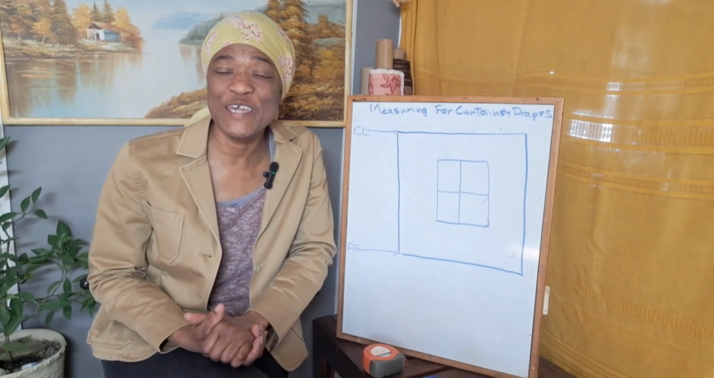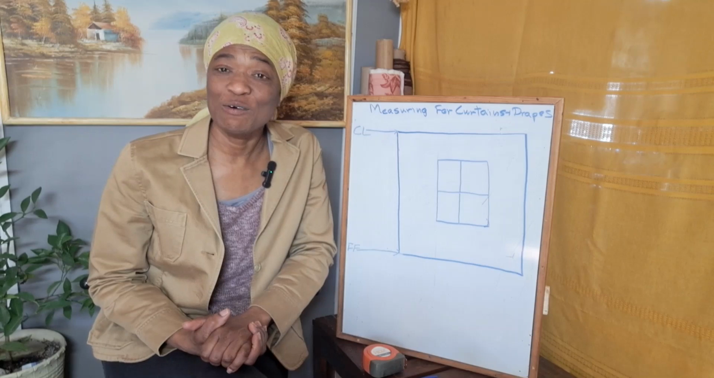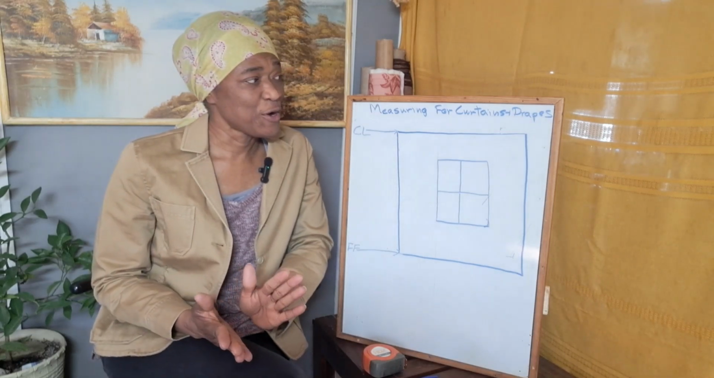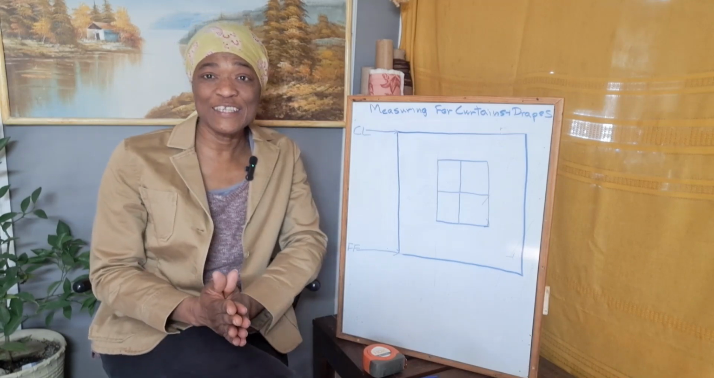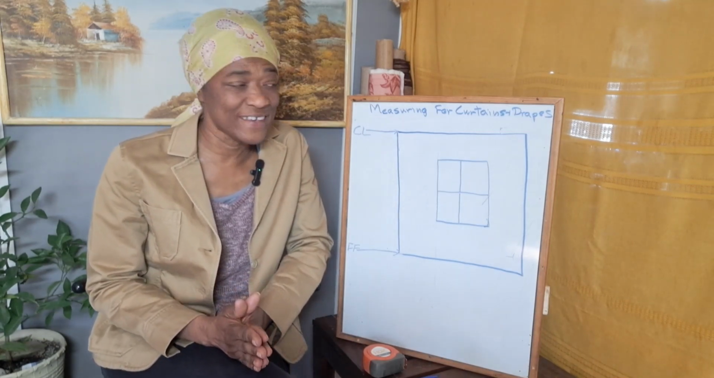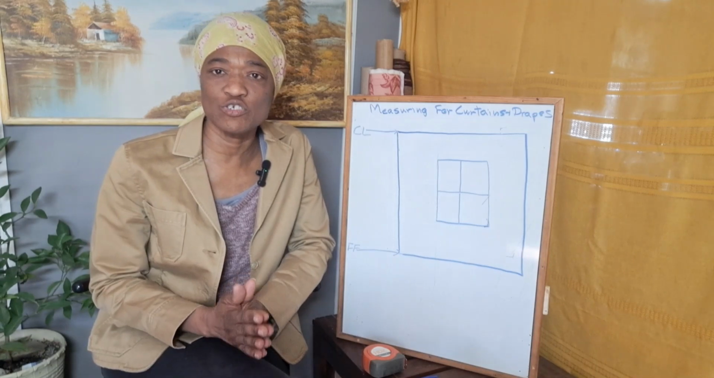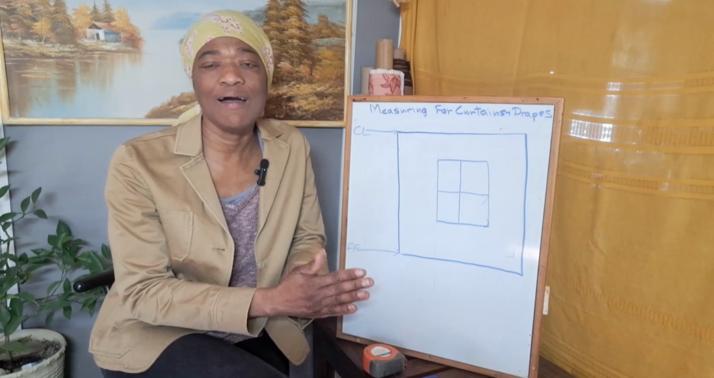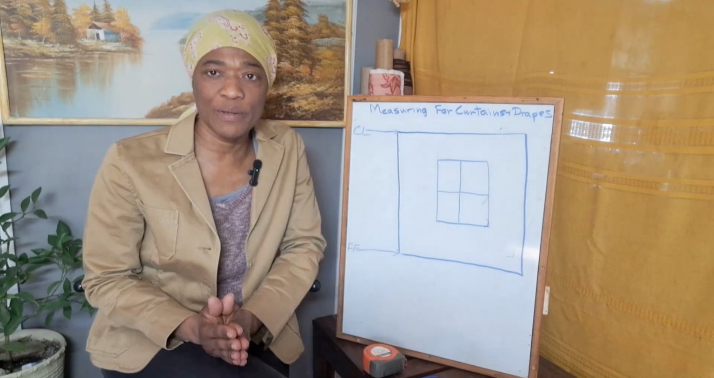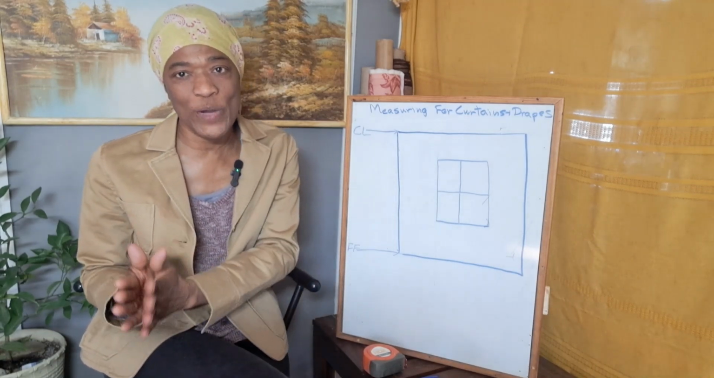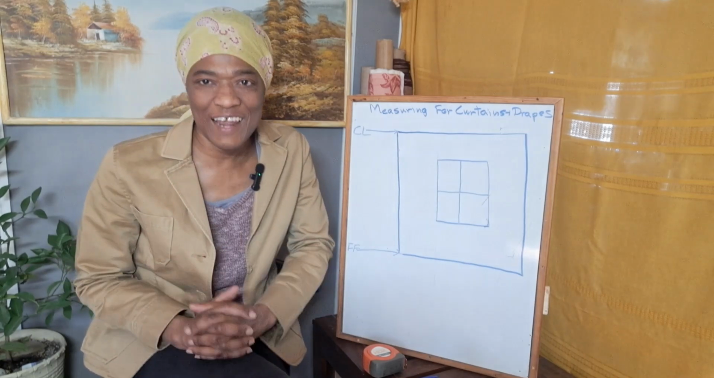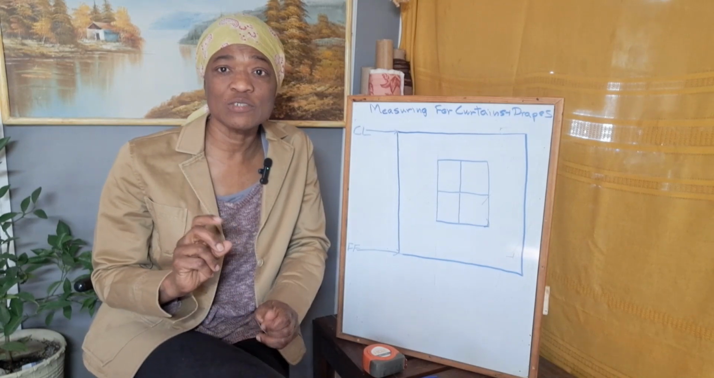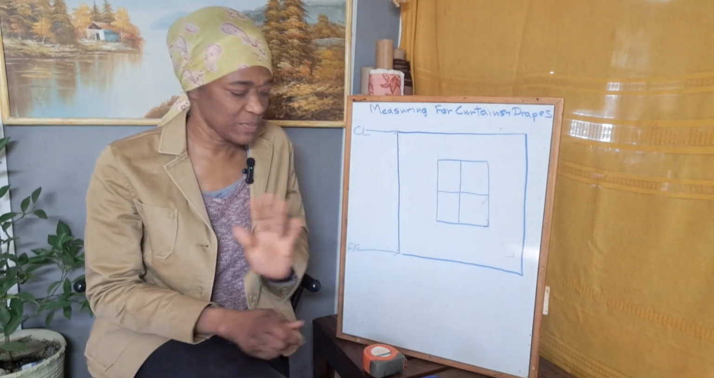In this video, we are looking at how to measure your window for your curtains and your draperies. Now I say curtains and draperies because curtains are usually lightweight and unlined, while draperies are usually heavyweight and lined. Right? Now, there are two things I need you to consider when you're doing these measurements.